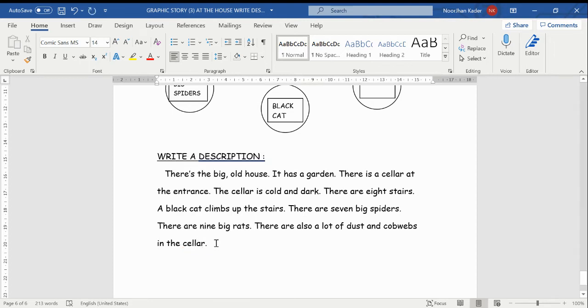Okay, check your spelling when you write. You see just now cellar has got 2L and I put 3L just now. Okay, so there are also a lot of dust and cobwebs.